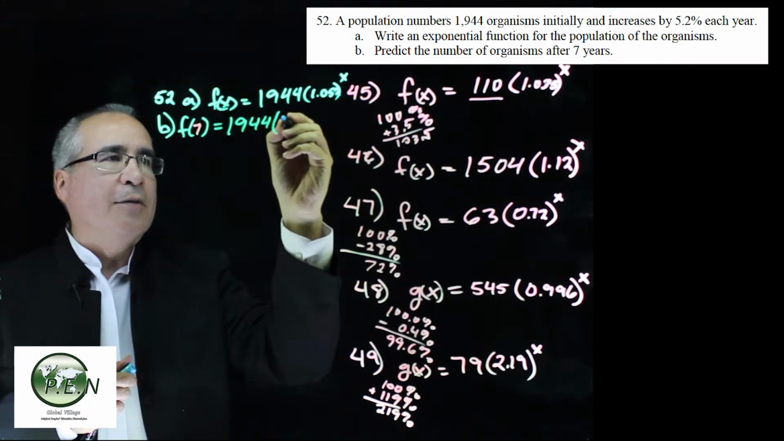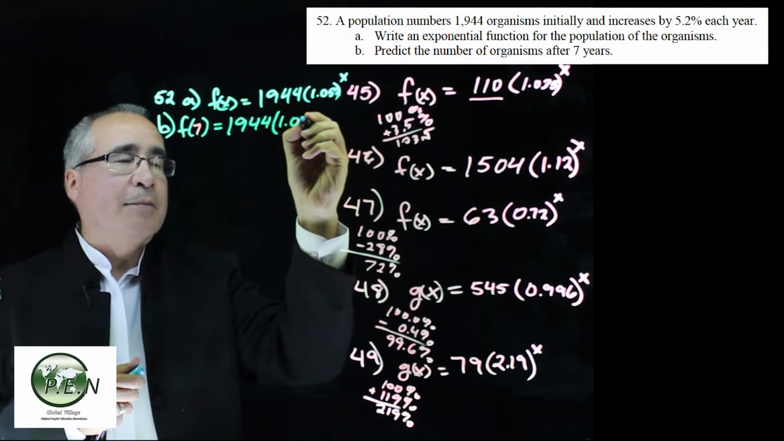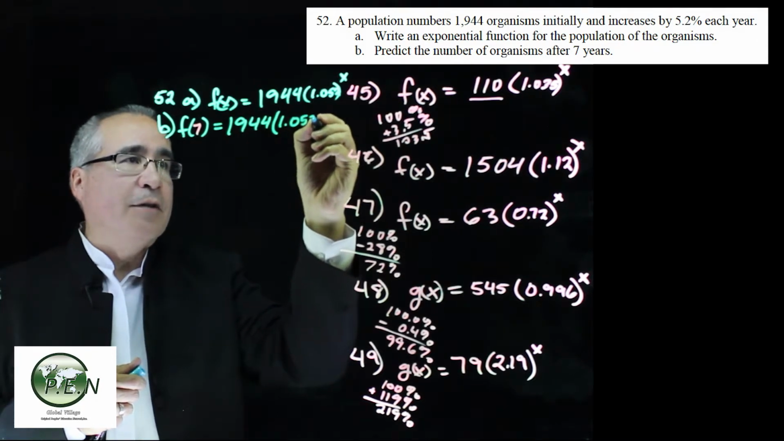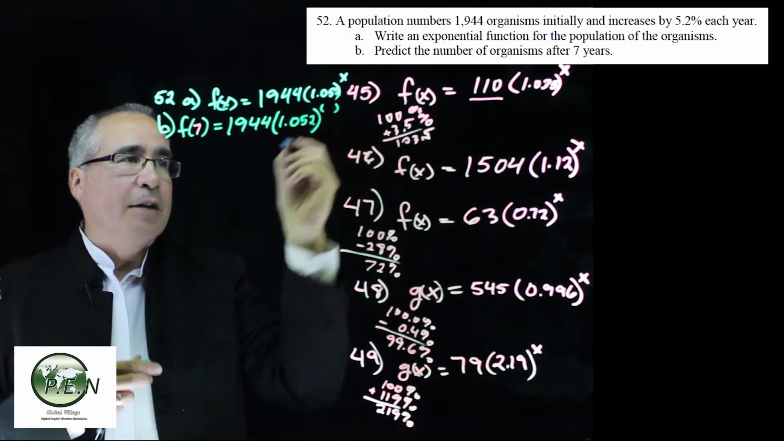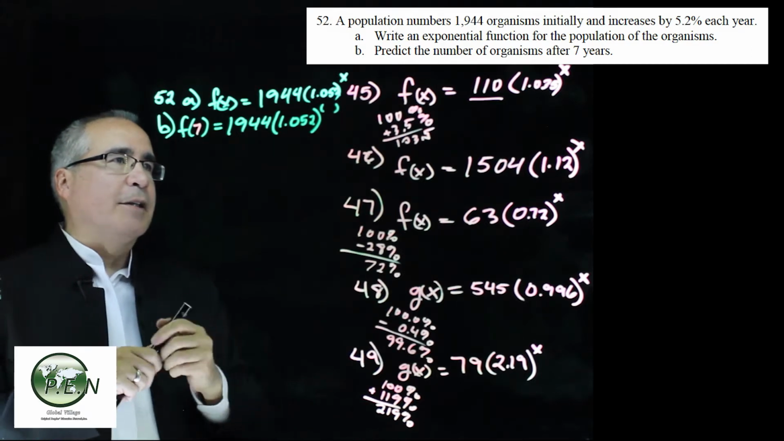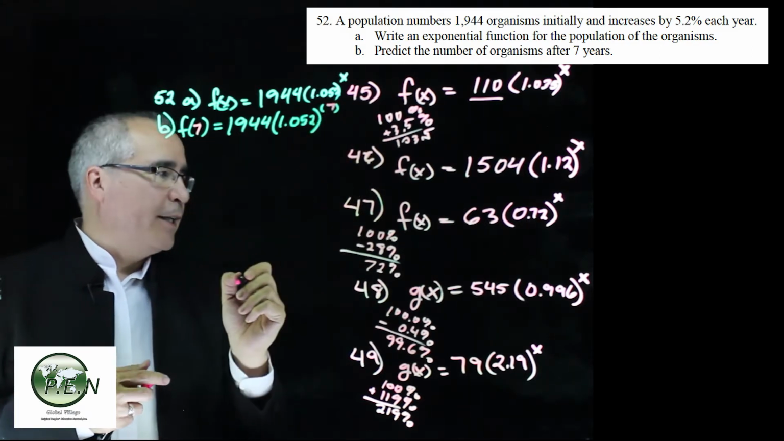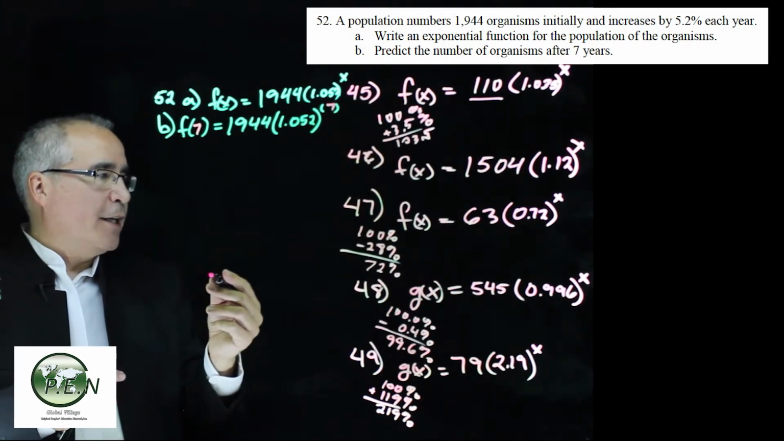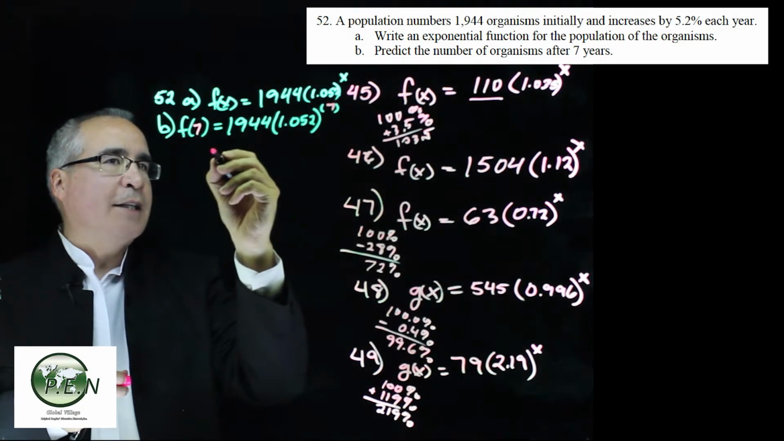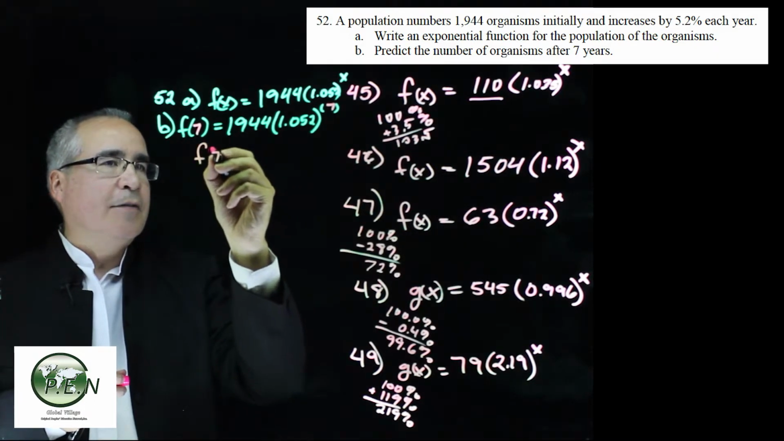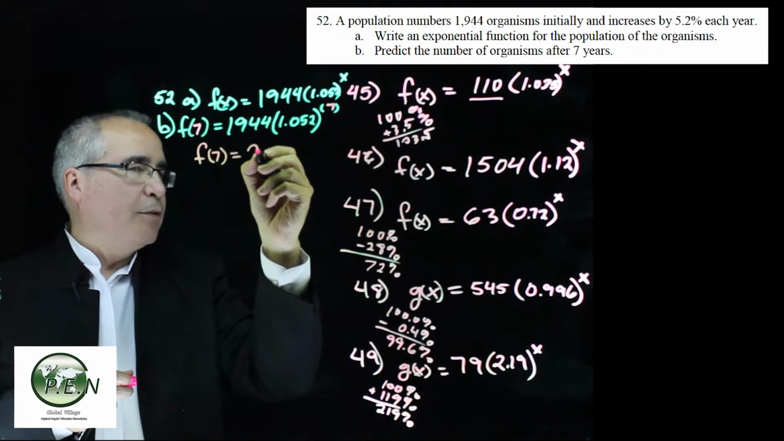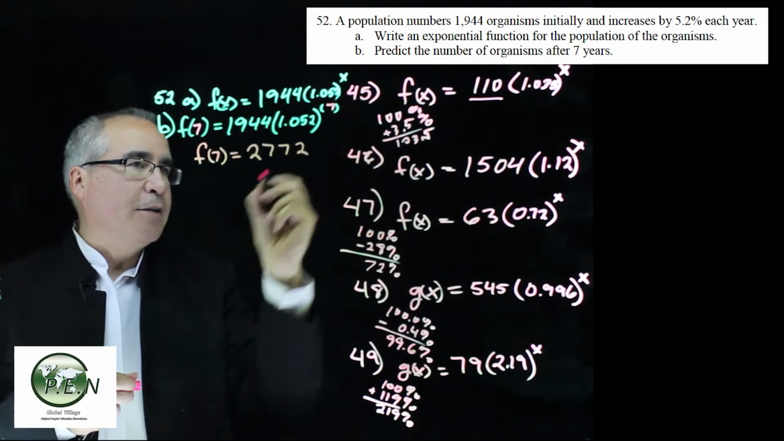1944, using the function 1.052 raised to the 7th power. Okay, so put it in your calculator, and what you'll see is you'll get the answer that f of 7 equals 2,772.